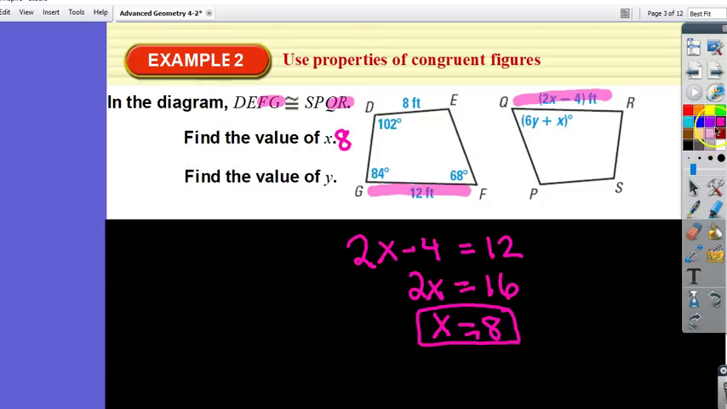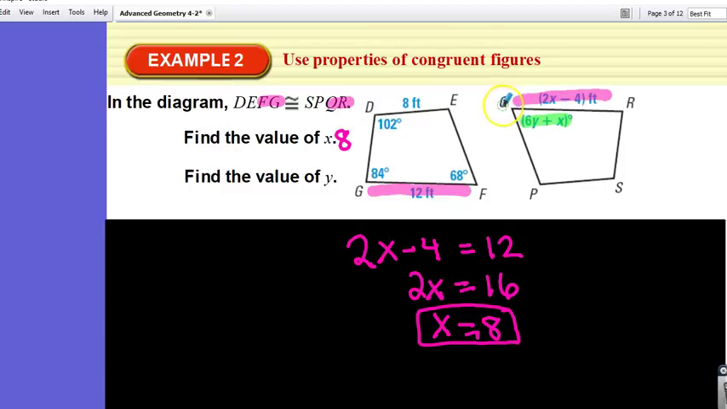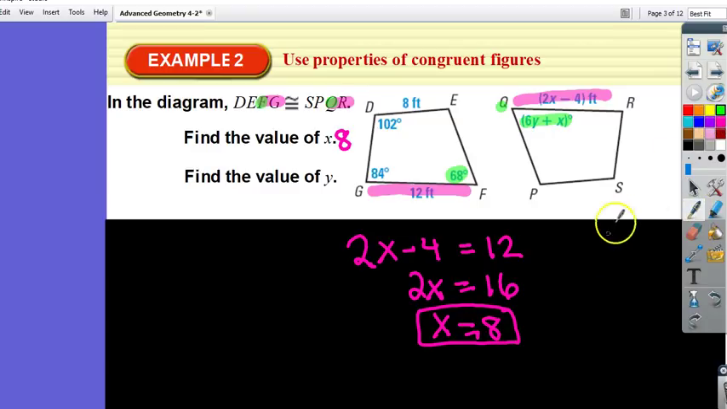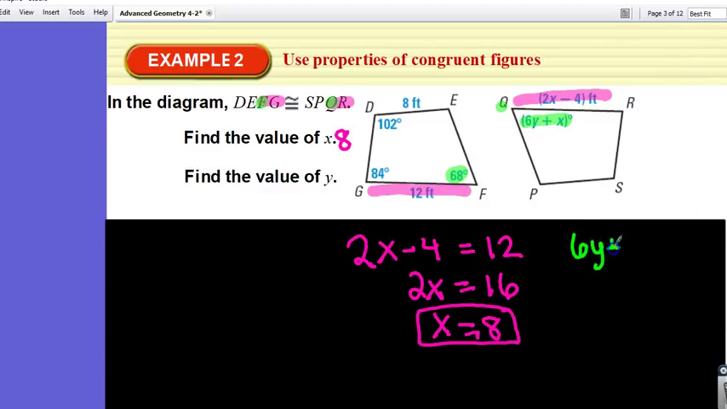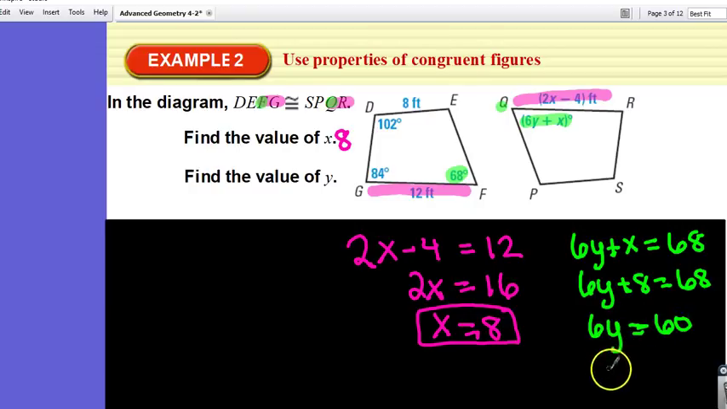Well, let's look at our y's. So we have a y right here. And this y is angle Q. So angle Q goes with angle F, right? They're the third letter. Angle F is down here. So I know that I have to set that equal to 68. So let's do that. 6y plus x equals 68. We know that x is 8. So 6y plus 8 equals 68. Subtract 8 on both sides. 6y equals 60. Divide by 6 on both sides. Y equals 10. So our y value is 10.